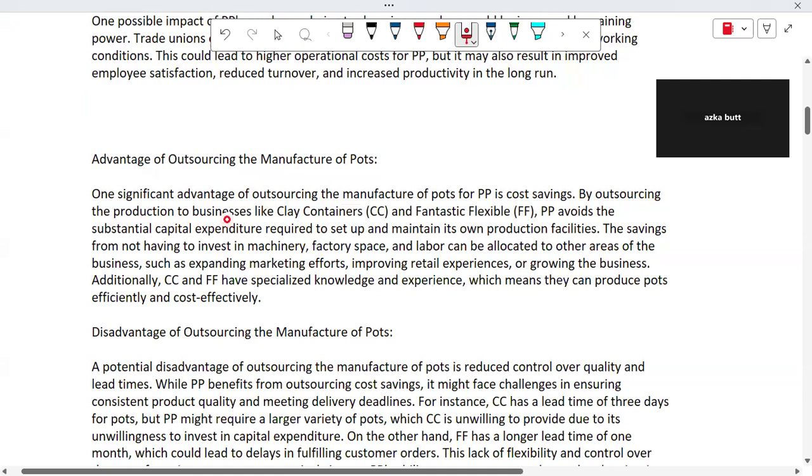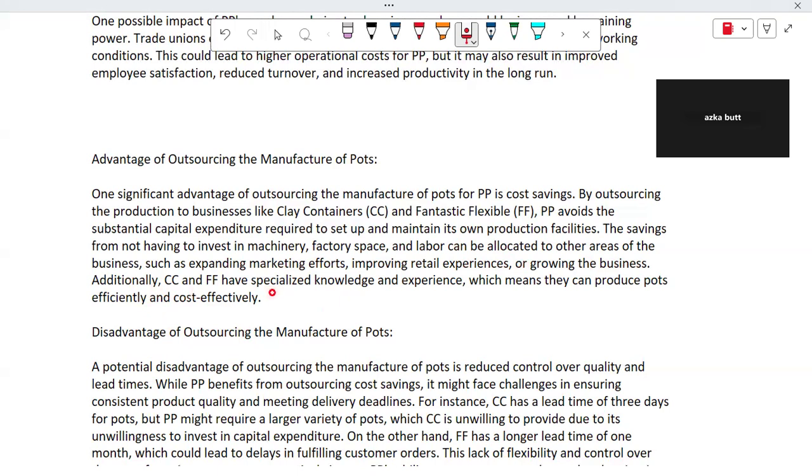By outsourcing the production to businesses like CC (Clay Containers) and FF (Fantastic Flexible), all this information I have taken from the case, PP avoids the substantial capital expenditure required to set up and maintain its own production facilities. The savings from not having to invest in machinery, factory space, and labor can be allocated to other areas of the business, such as expanding marketing efforts, improving the retail experience, or growing the business.